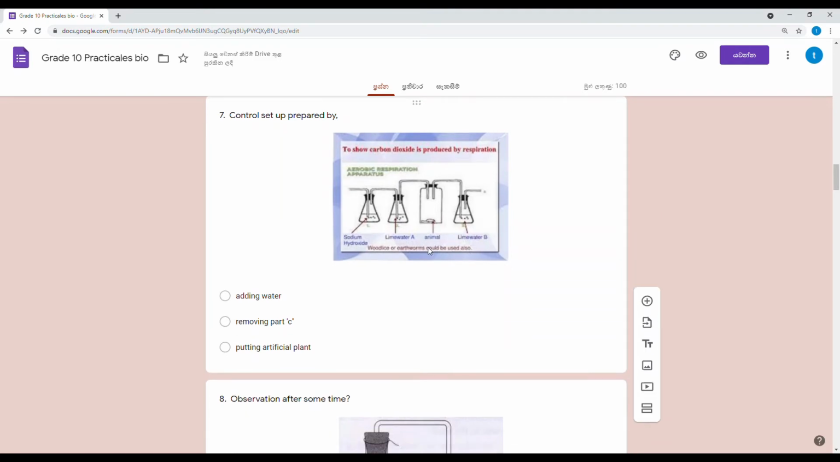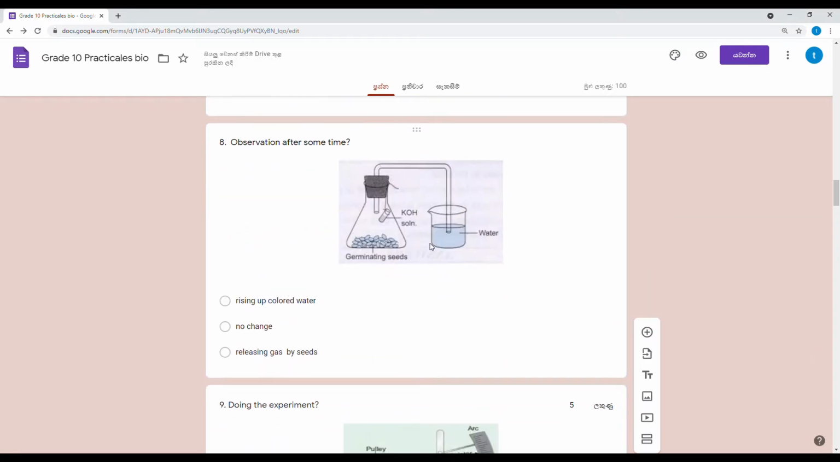Then the next thing here, if you want to get the control setup instead of the whole setup here, initially we use the organism to check the respiration. So we have to remove the animal, and instead of the animal we have to put an artificial one of the same size in that place. And the next one, again from respiration. In respiration we know an equal amount of carbon dioxide is released as oxygen is absorbed. If we arrange this kind of setup, the carbon dioxide is absorbed by KOH, then there's an empty space. To fill that, you can see the rising of this colored water, right?